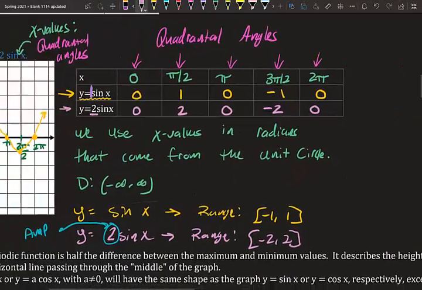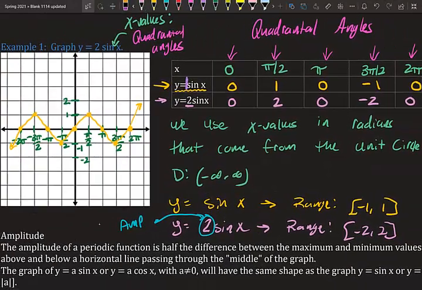Let's go ahead and graph this. So we have 0, 0, pi over 2, 2, and just keep following the pattern. Pi, 0, 3 pi over 2, -2, and then 2 pi, 0. For the negative side, we just keep following the pattern. So it's going down: negative pi over 2, -2, negative pi, 0, negative 3 pi over 2, 2, and negative 2 pi, 0.